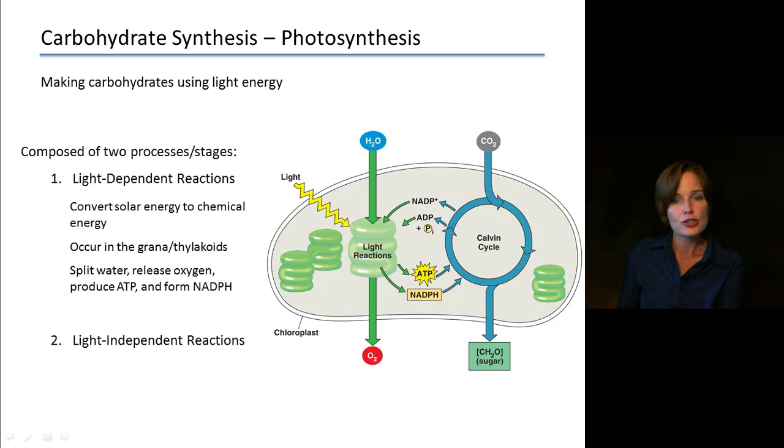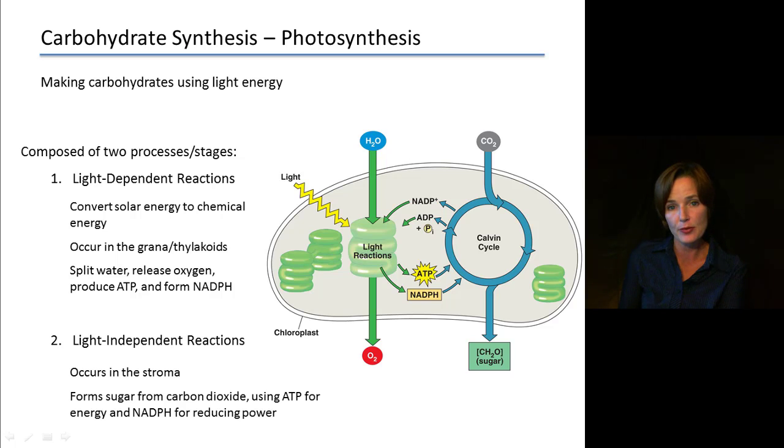The second stage, or the second half, is what we call the light-independent reactions. And that's because they don't specifically use light. However, they really do rely strongly on the products of the light reactions. So the light-independent reactions are going to happen in the stroma of the chloroplast, which is just outside of those little green discs. And it is going to make the sugar from carbon dioxide in the atmosphere. And we will utilize the ATP and the electrons in our electron carrier from the light reactions.